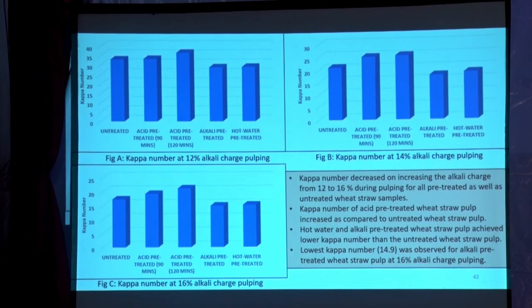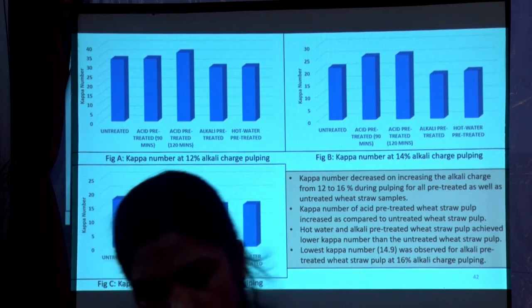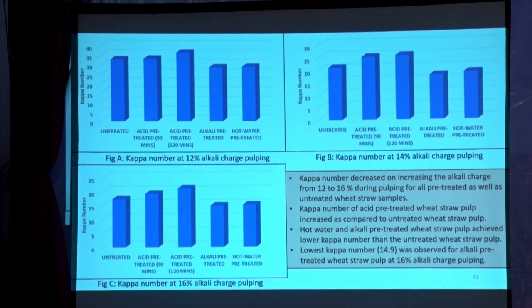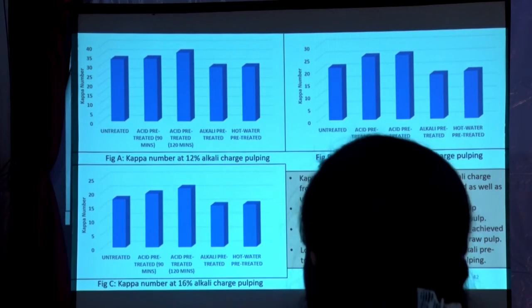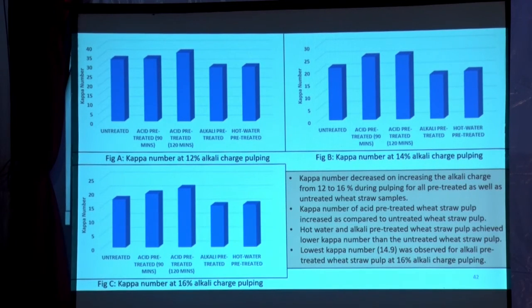Now these are the results of the kappa number. The kappa number decreased on increasing the alkali charge from 12 to 16%. The kappa number of the acid pre-treated wheat straw pulp increased as compared to the untreated wheat straw pulp. Hot water and alkali pre-treated wheat straw pulp achieved lower kappa number than the untreated wheat straw pulp. Lowest kappa number, that is 14.9, was observed for alkali pre-treated wheat straw at 16% alkali charge.